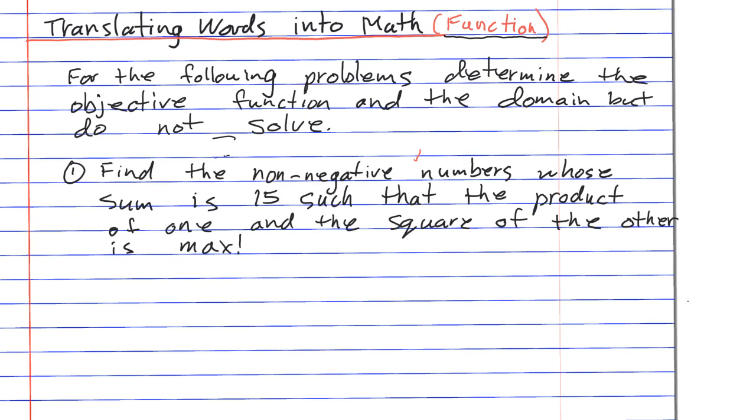For the following problems, we're going to determine the objective function that we have and the domain, but you're not going to solve them. So you're going to find the non-negative numbers whose sum is 15 such that the product of one and the square of the other is a maximum. Here we go. Here is our solution.